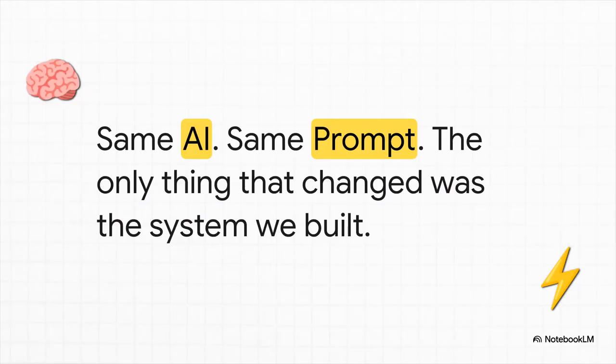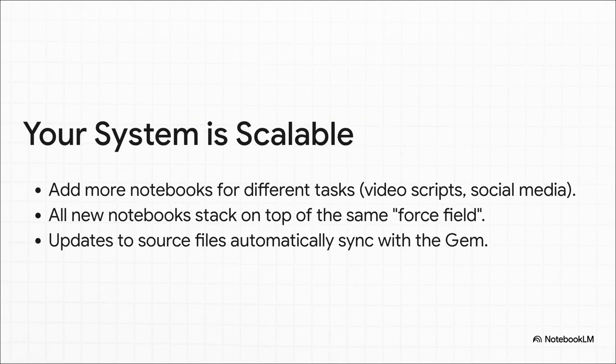And remember, nothing else changed here. We used the same underlying AI, the exact same creative prompt. The huge jump in quality and personality is purely because of our two-file force field actively hunting down and destroying that AI fingerprint. And you know, this isn't just a one-off trick. This system is a foundation that you can build on. You can add more notebooks for different things, like one just for video scripts, or another for social media posts. They all stack right on top of your main force field, and any updates you make to the files sync up automatically. It's a living, scalable system.